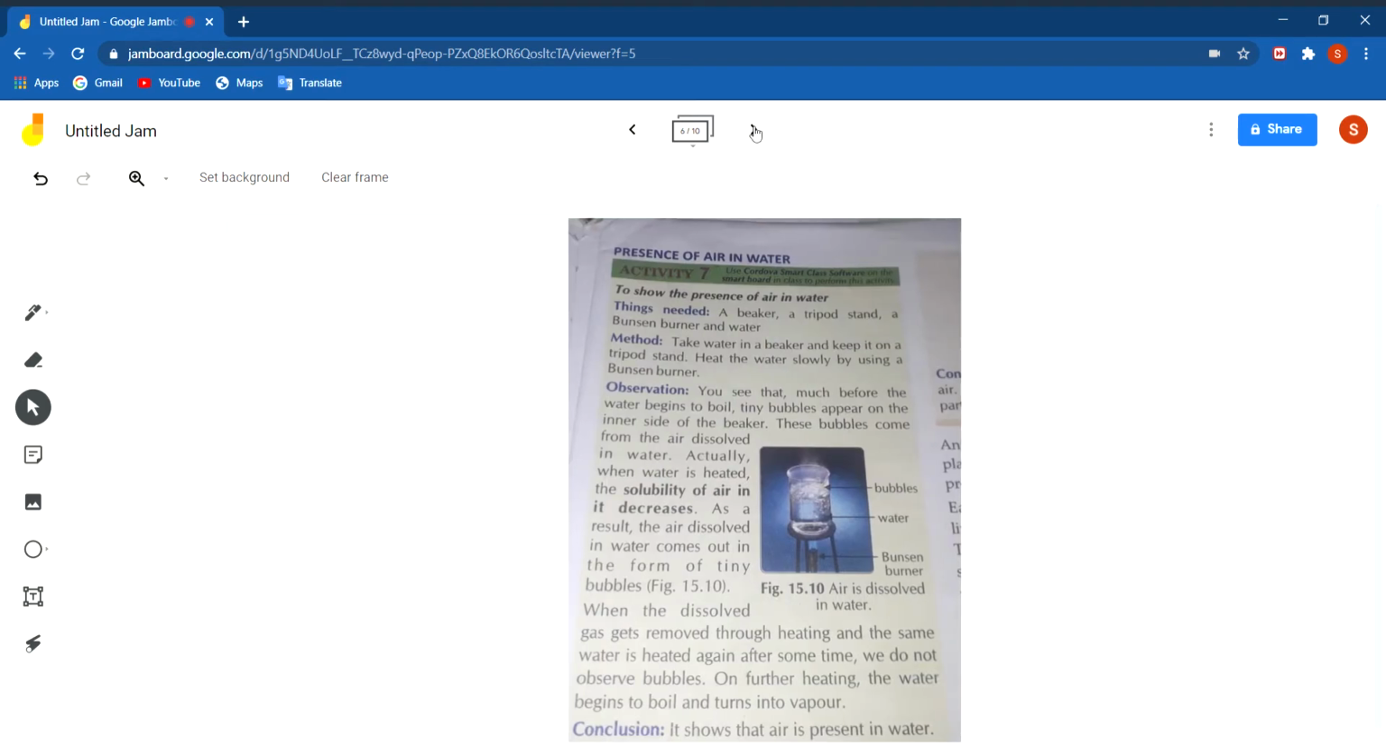Now the next activity is to show the presence of air in water. Water also has air dissolved in it. How can we prove it? That air is dissolved in water. For this we need a beaker, a tripod stand, a burner and some water. Take water in a beaker and keep it on a tripod stand. Heat the water slowly by using a Bunsen burner.